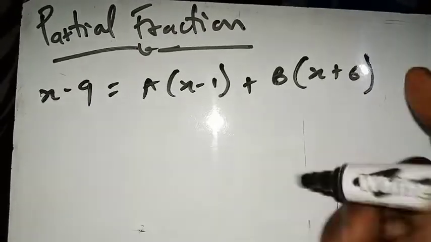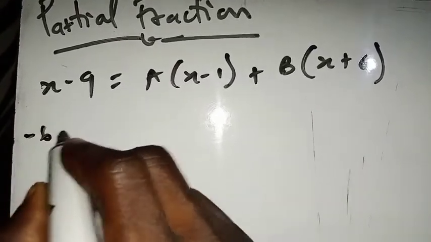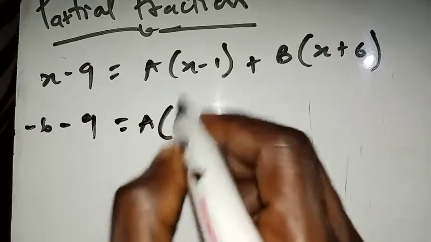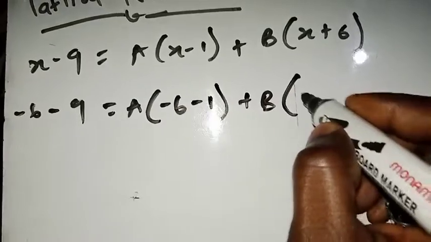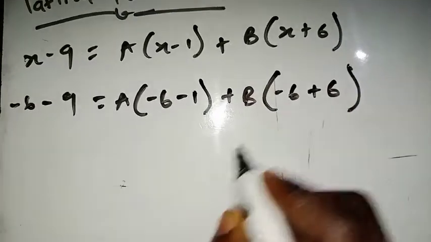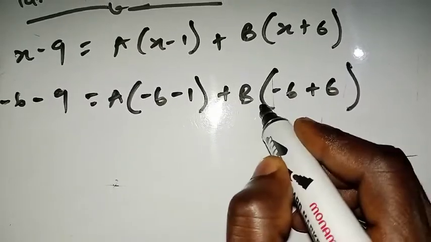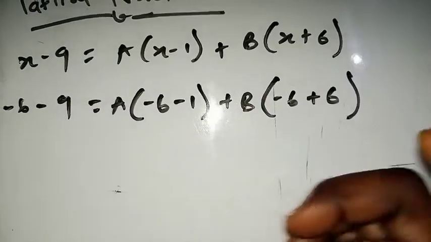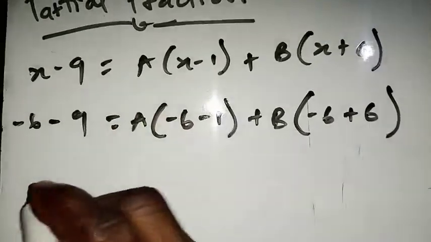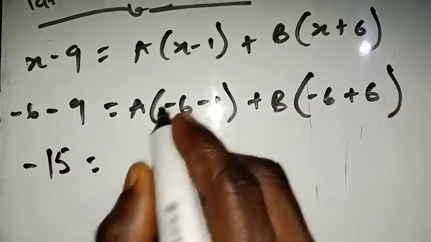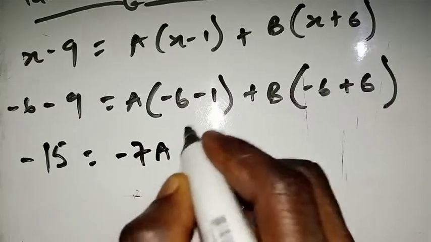so here, whatever you see the x, you are going to replace that with negative 6. So here we are having negative 6 minus 9, that is equal to a here. Here is going to be negative 6 and then minus 1, plus b into bracket negative 6 plus 6, right? So you can say that here we are going to have a 0 here. So 0 multiplied by this one gives me 0, right? So everything here goes to 0. So here we have a negative 15, right? So that is equal to, here we are going to have a negative 7, right? So negative 7a multiplied by the a.